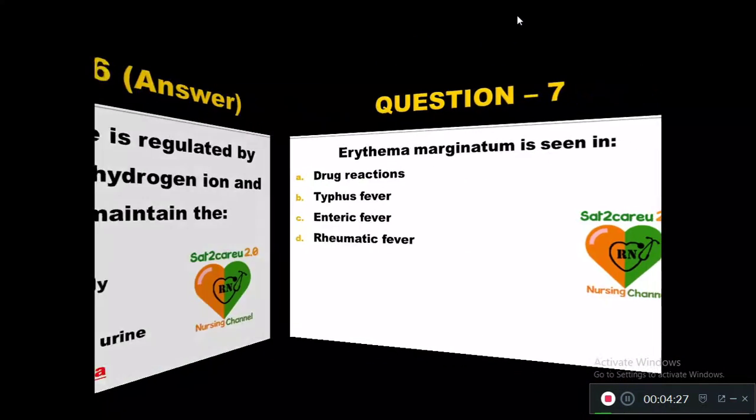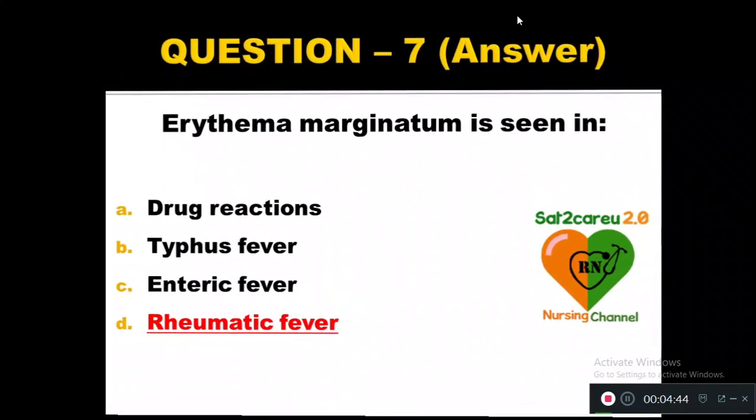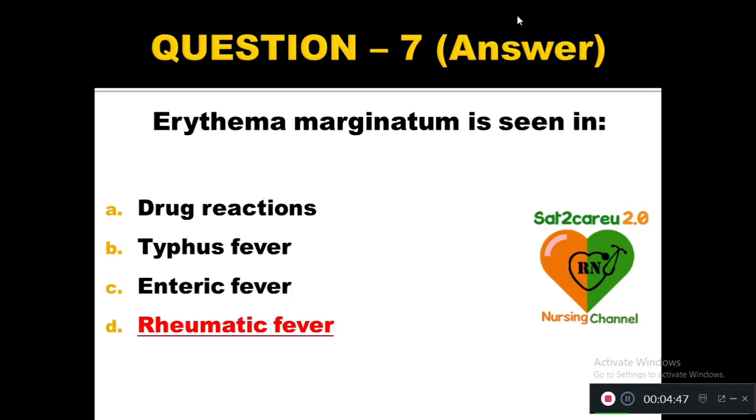Question number 7. Erythema marginatum is seen in option A, drug reactions, option B, typhus fever, C, enteric fever, and D, rheumatic fever. The right answer is in rheumatic fever we can notice erythema marginatum.